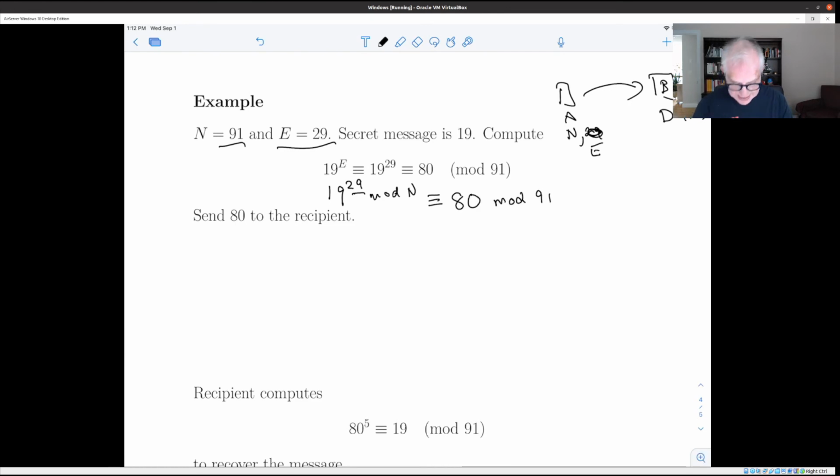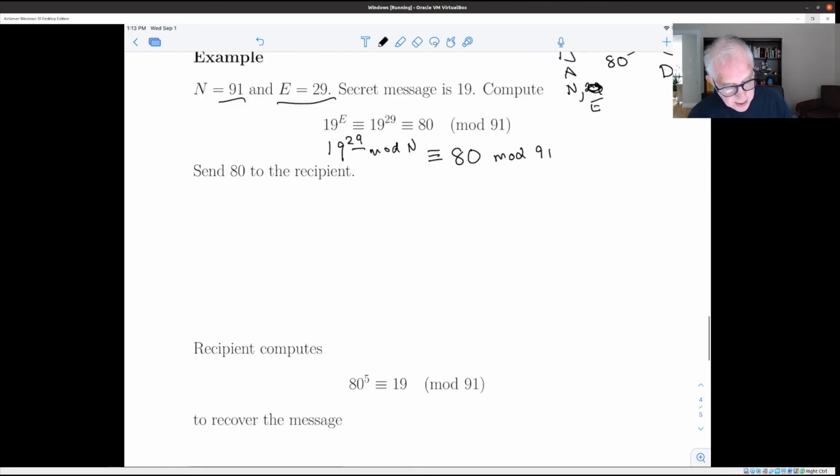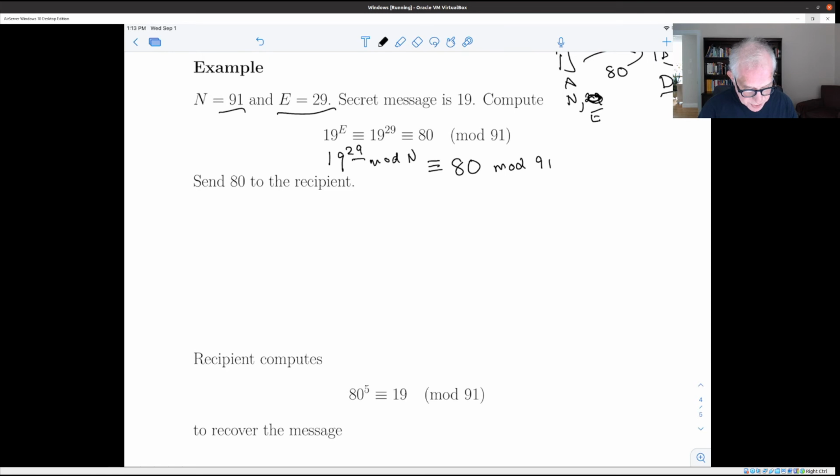Never mind how I did that calculation. Let's assume that you have a computer that can do that quickly. And so I send 80 to B. Well, B takes his decryption key, or her decryption key, which is 5, and computes the 5th power of my secret message mod 91, and magically, because of what we saw earlier, because of Euler's theorem, gets back my secret message 19. So I was able to send my secret message using the publicly available information, and the recipient was able to decrypt the information using only his privately available information.